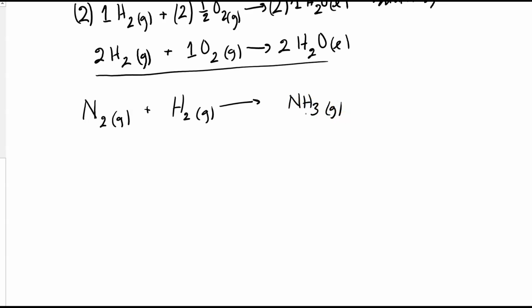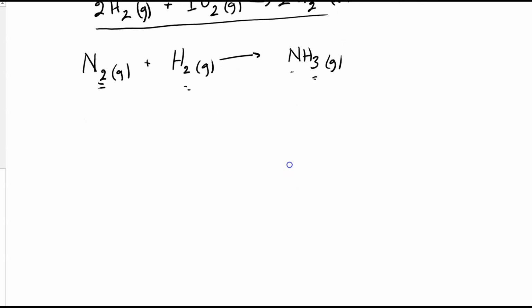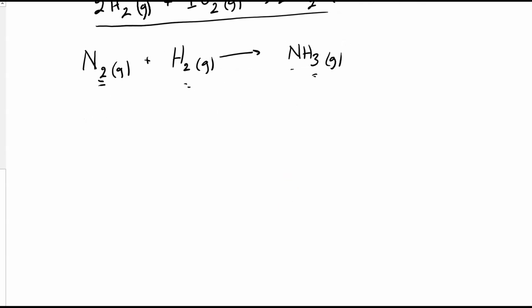Now, obviously, again, here we have 2 atoms of nitrogen on one side, 1 atom of nitrogen here, 2 atoms of hydrogen here, and 3 atoms of hydrogen here. Obviously, it's not balanced. So if we follow the same procedure, let's just take it step by step. First step is let's organize it so the more complex structure, we put a 1 in front of it. So we have a 1 NH3 as a gas.